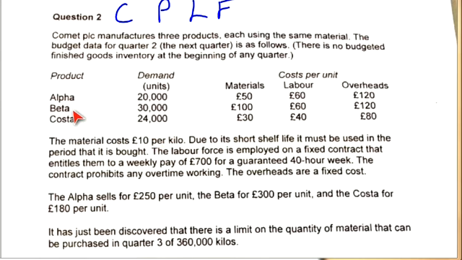Then I'm given this thing here, the material costs £10 per kilo. Then this material has a short life, it's okay. The labor force is employed on a fixed contract that pays them a weekly wage of £700. They work 40 hours a week. The contract prohibits any overtime working. The overheads are all fixed, so I know that these ones are fixed overheads because the question is telling me.